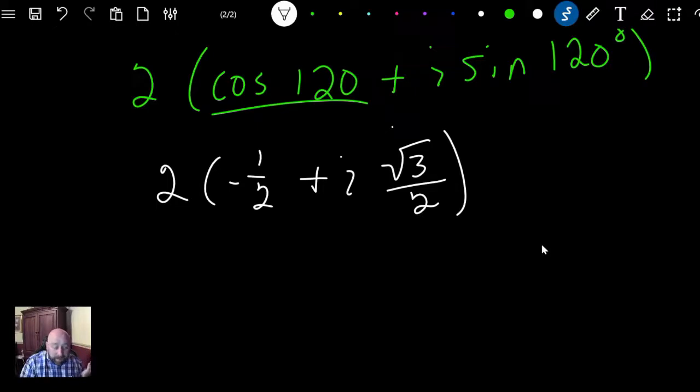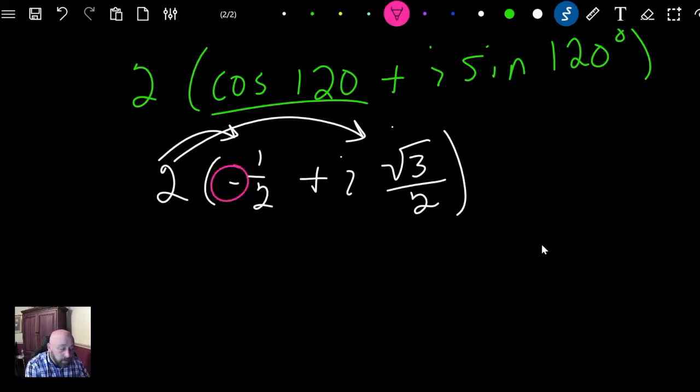We solve that. Since this is outside, we are going to have to distribute that to both of those. So you're going to get 2 times 1/2. What is 2 times 1/2? 2 times 1/2 comes out to 1. In this case, it's going to be -1, right? Because we have to apply the negative sign to it.